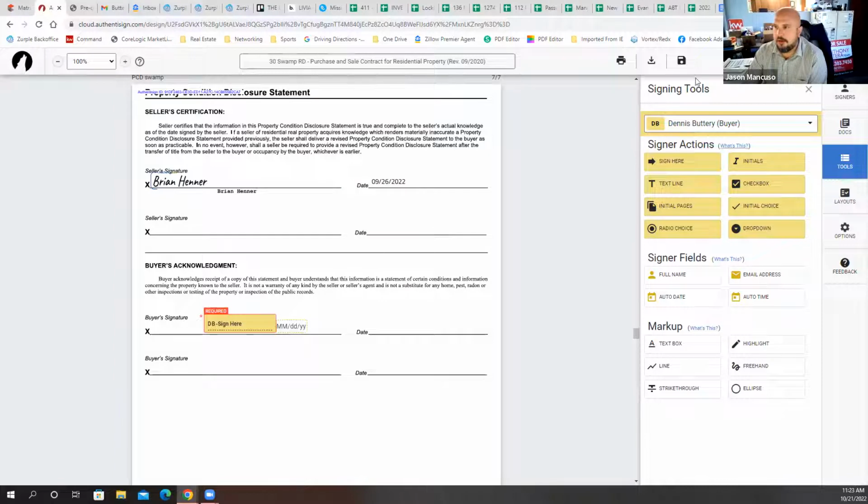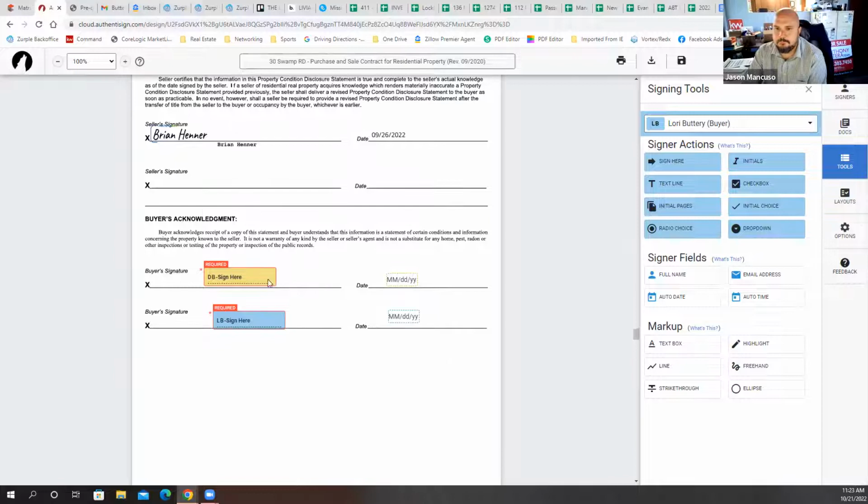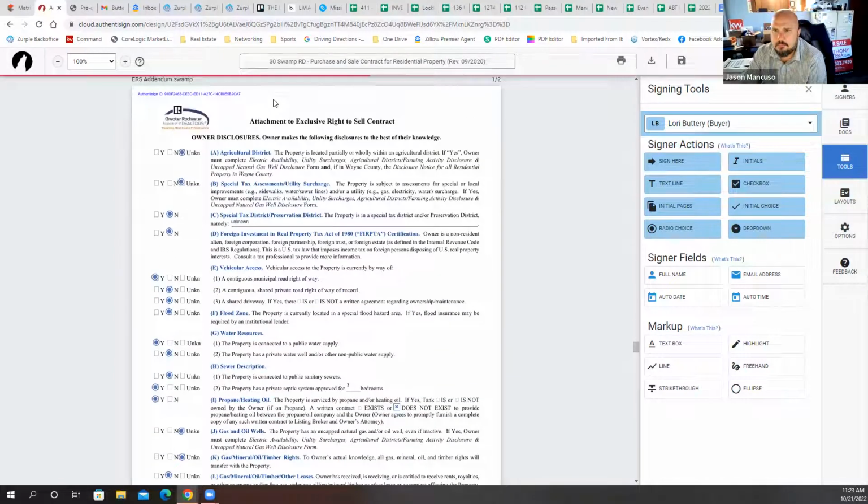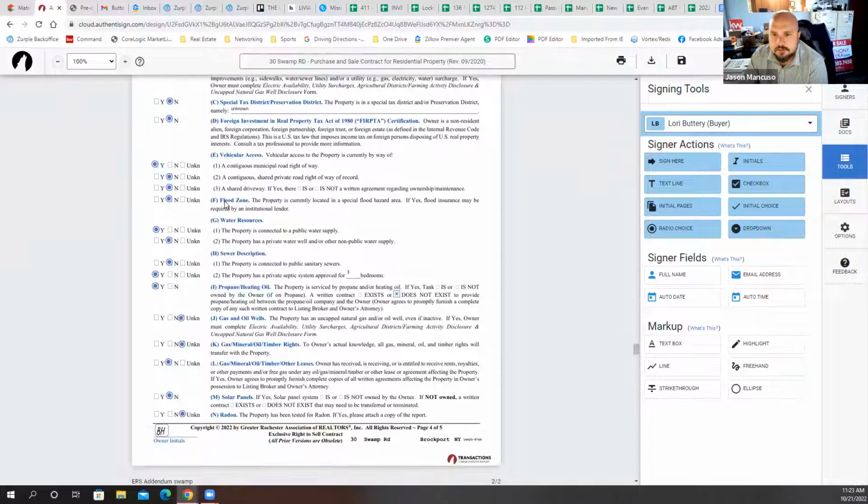So now you got to go over here and take your tools. You got Dennis in there. I'm going to go with Lori, add it that way. And now the buyer signs that. Buyer doesn't have to sign this addendum. But again, this just goes over more PCD related questions.